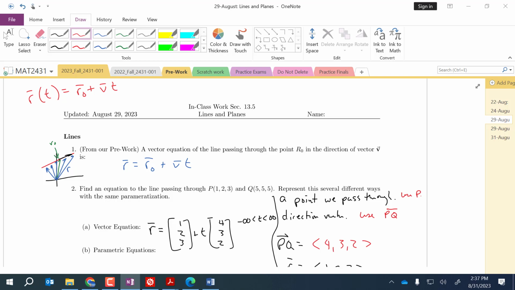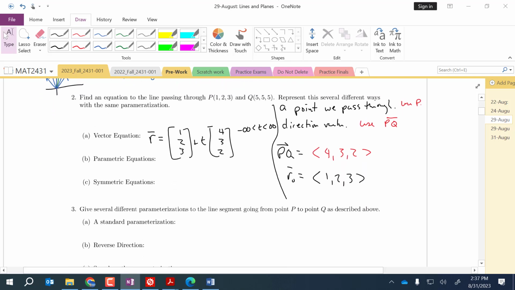The beauty of doing lines this way is you don't need to know what dimension you're in, right? These could be outputting vectors in 2 space, in 3 space, in higher dimensions. This equation stays the same. That's why we like vectors. So here we had this question right here, where we were asked to find the equation of a line passing through these 2 points.